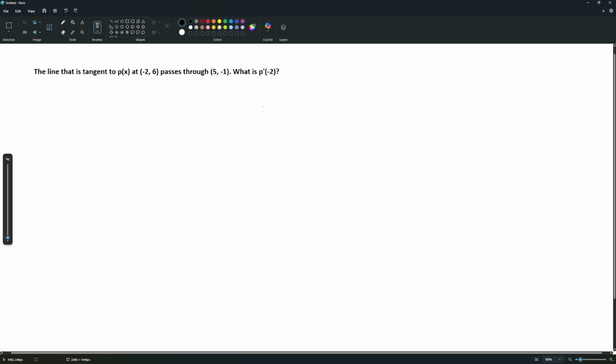Well, rise over run. So we can see that it goes down 7, and it goes up 7. So -7 divided by 7, well, that equals -1. So at p prime of -2, the slope is -1. And that is our final answer.